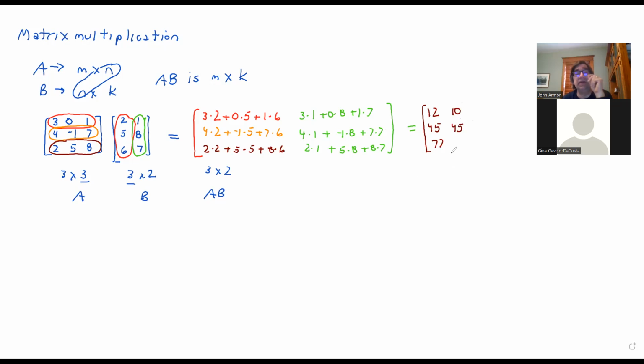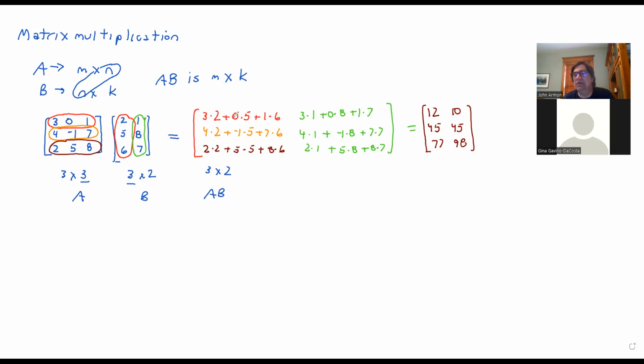Also 45. And then 2 plus 40 is 42. 42 plus 56 is going to be 98. And there's your 2 by 2 matrix. So we talked about things being linear combinations. By writing it out this way, you can see those linear combinations when you multiply.